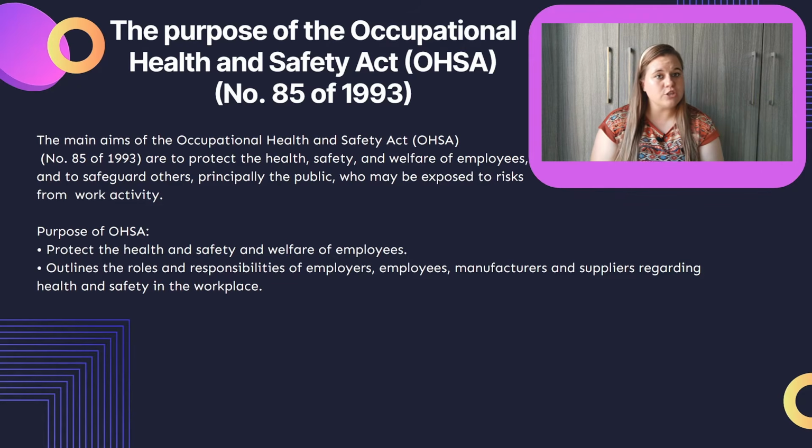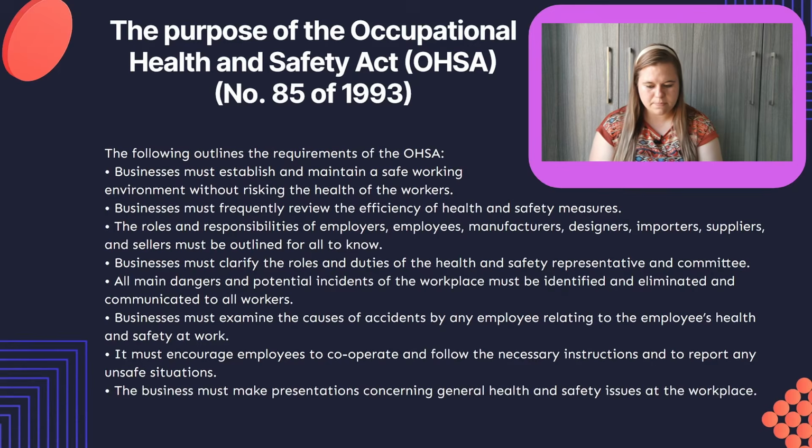The purpose of the Occupational Health and Safety Act. It protects the health and safety and welfare of employees. It outlines the roles and responsibilities of employers, employees, and manufacturers and suppliers regarding health and safety within the workplace. The following are the outlines or the requirements of this act. Businesses must establish and maintain a safe working environment without risking the health of workers. Businesses must frequently review the efficiency of health and safety measures.